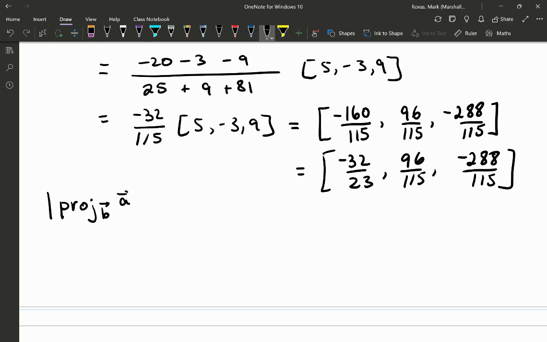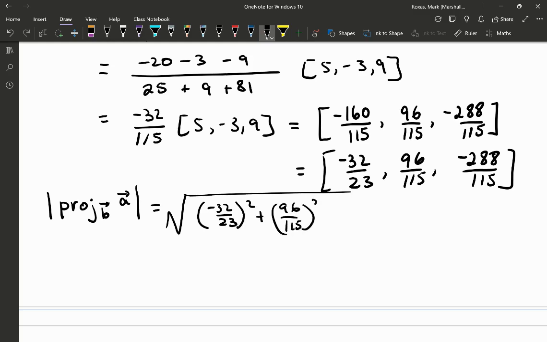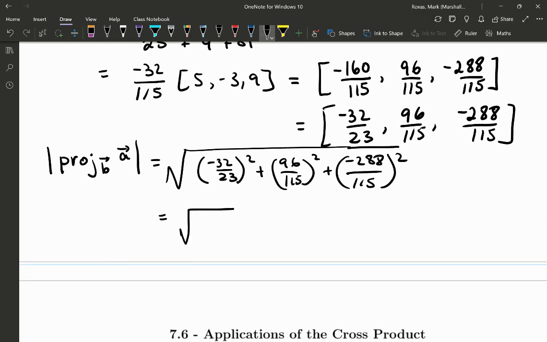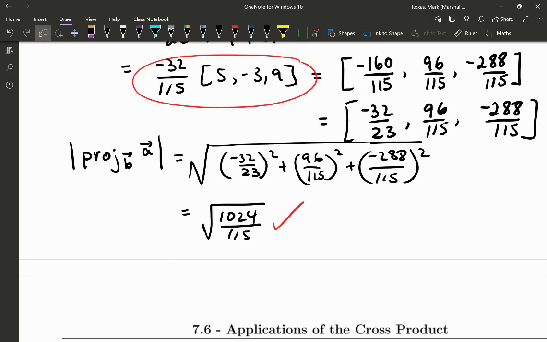of vector A onto vector B is just the square root, applying the Pythagorean theorem in 3 components. So negative 32 over 23 squared plus 96 over 115 squared plus negative 288 over 115 squared. And then that will, once simplified, get you this. Well, the inside is square root of 1024 over 115. But moving on to the next one, example number 3.